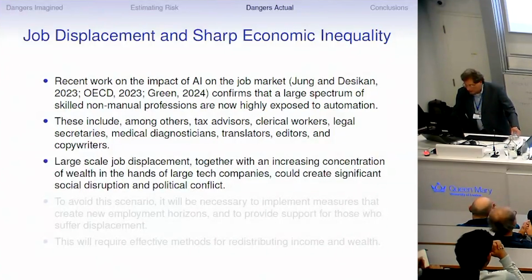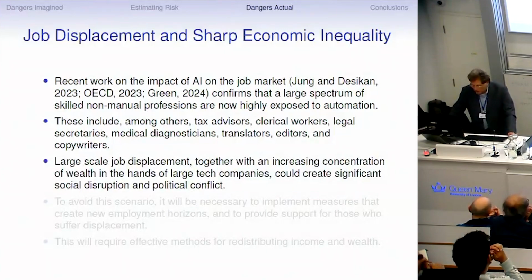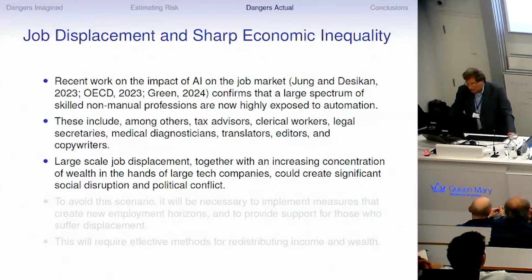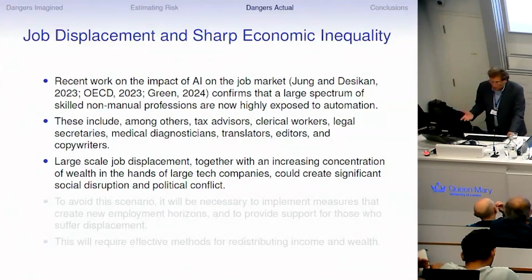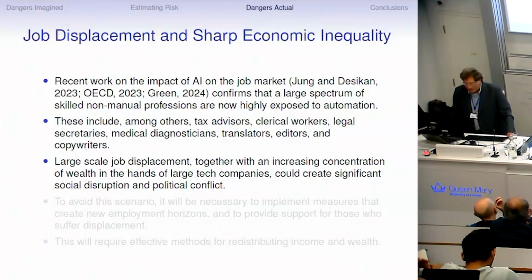Large-scale job displacement with an increasing concentration of wealth in the hands of large tech companies could create really substantial social disruption and political conflict. The problem isn't here one industry, like when horses gave way to cars, the automotive industry could absorb all the people who were thrown out of, or their children anyway, who were thrown out of work in producing horse-drawn vehicles. And similarly with trains. Here, we're talking about a much broader spectrum of automation, which could yield a far more global effect.